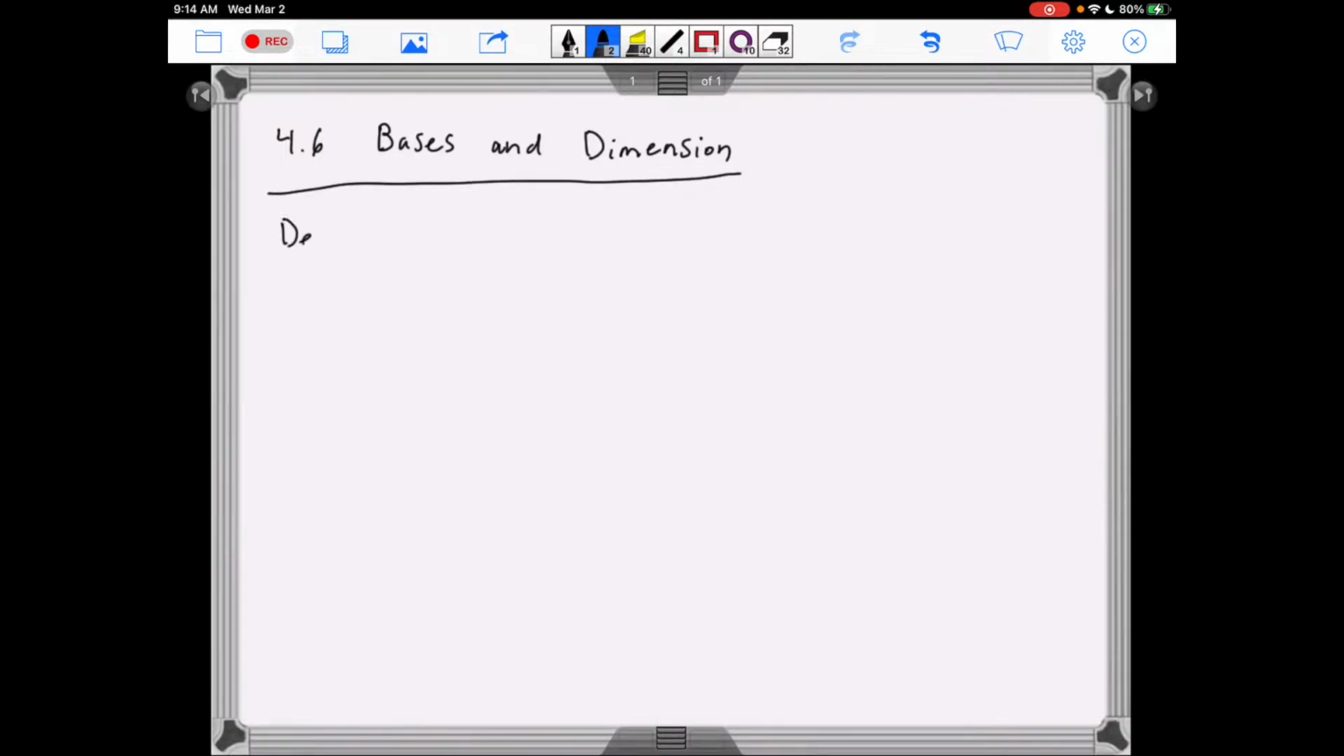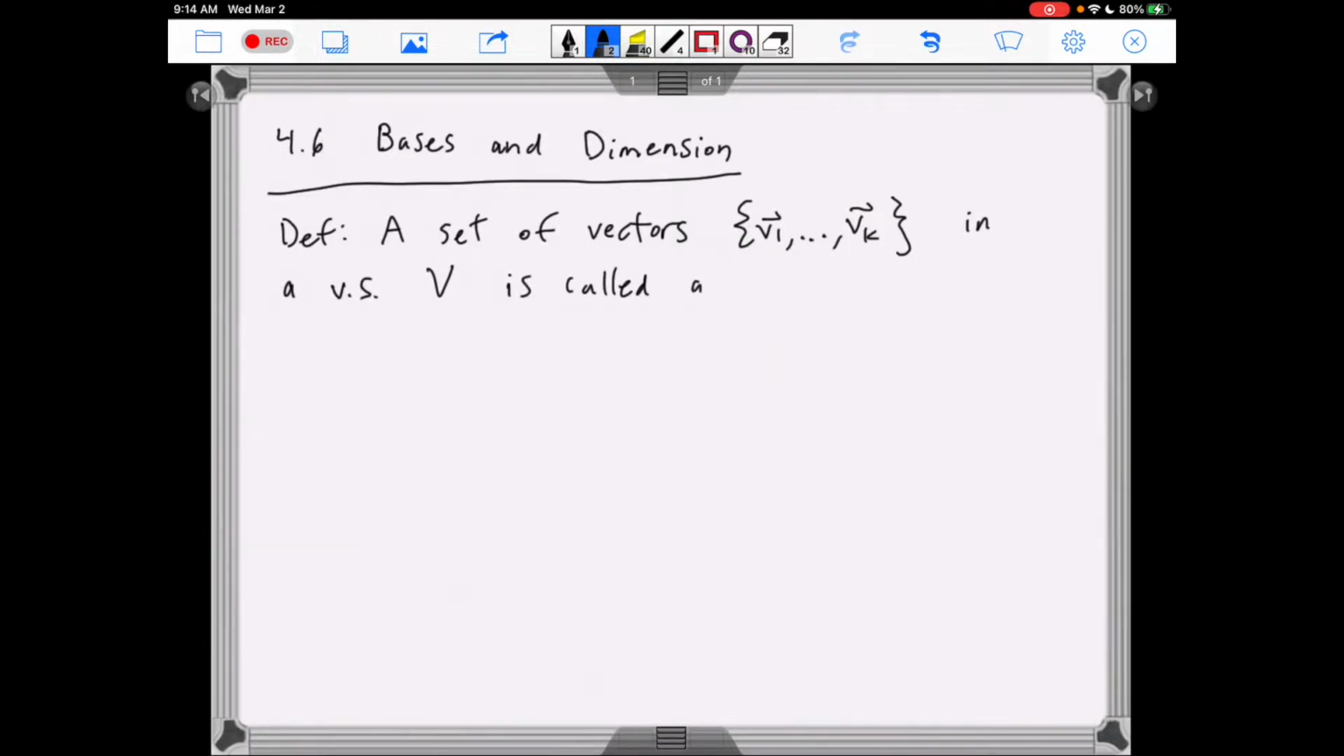So, definition. A set of vectors v1 all the way to vk in a vector space V is called a basis for V. Two things have to be true in order for a set of vectors to be called a basis.